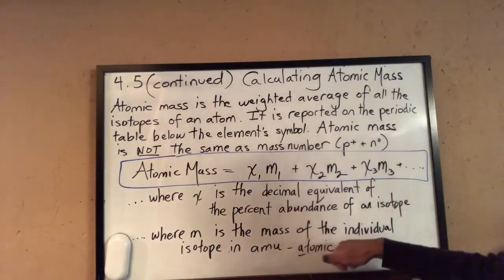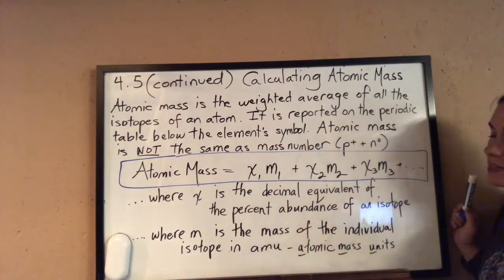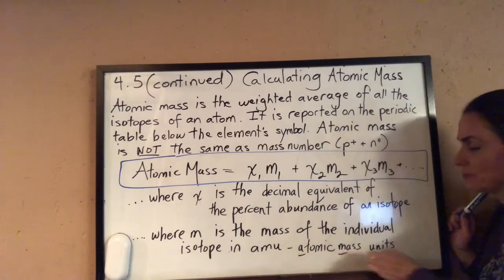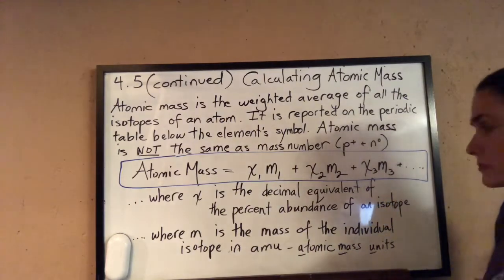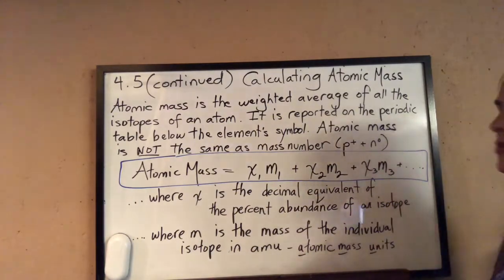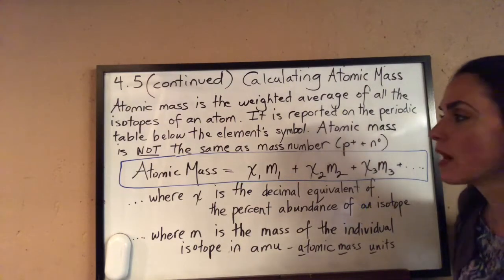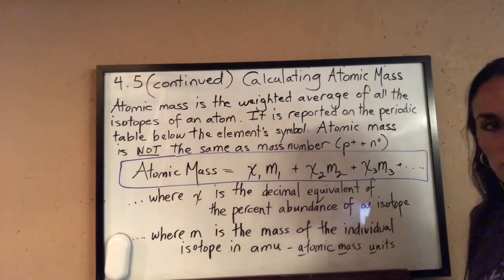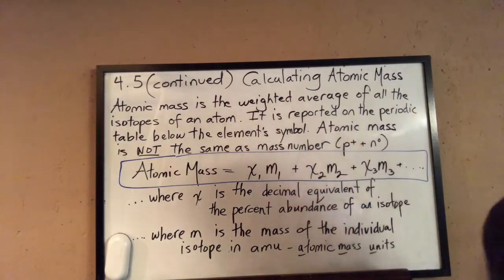M is the mass of the individual isotope in units of AMU, very creatively called atomic mass units. So you'll be given certain information in the problem that you can use to solve for atomic mass, and then you can check against the periodic table to see that the calculation is done correctly. Let's do 2 examples, one where we have 2 isotopes and one where we have 3 isotopes.